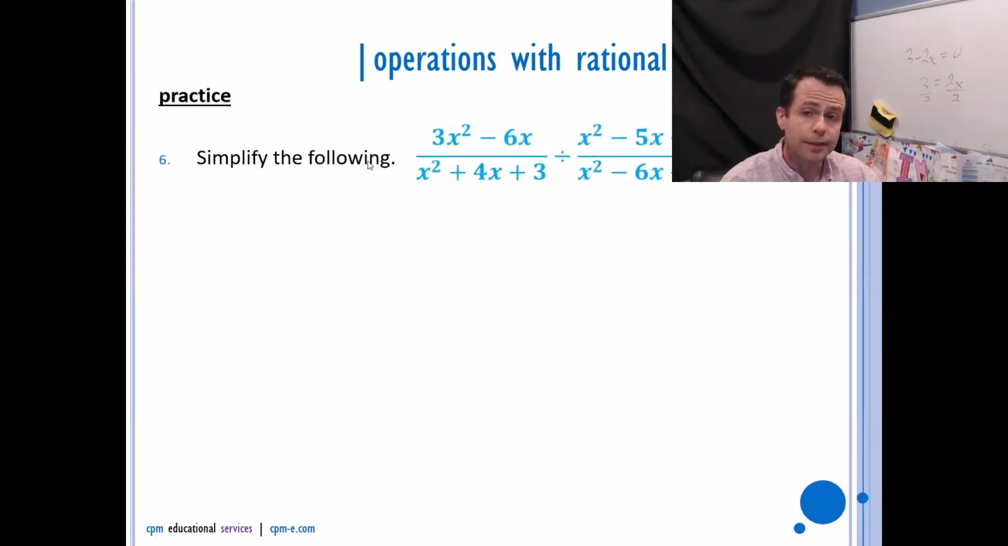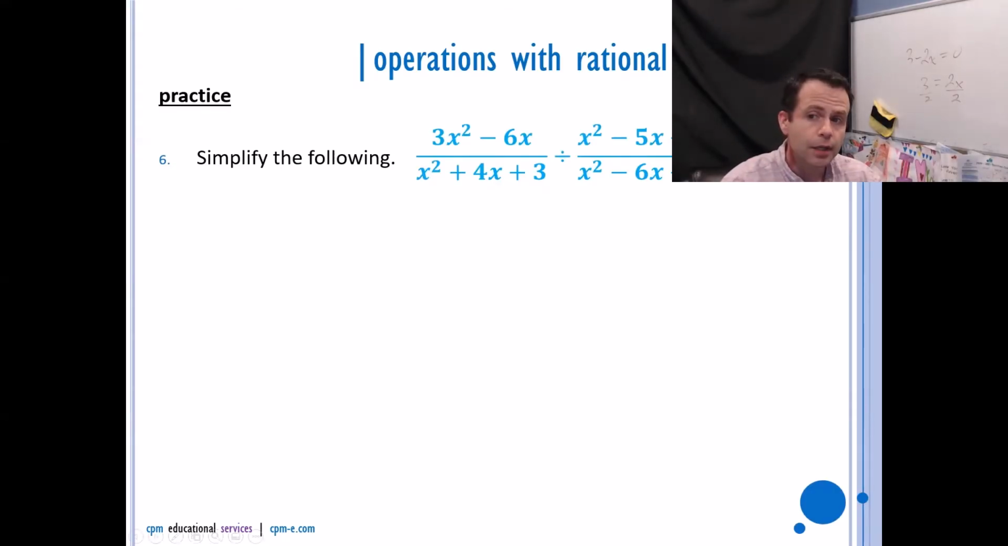Okay, so now on this guy, same sort of setup, but now we have a combination going on here. I've got a division and a multiplication. It gets messier, but you're still doing the exact same thing. So the first thing we want to do is factor everything. So pause me and you go factor everything. So on the top far left there, we've got 3x, and then that'll be x minus 2. On the bottom, this is going to be x plus 1, x plus 3. Two numbers that multiply together to give you 6 and add together to give you -5. So that's going to be x minus 2, x minus 3.